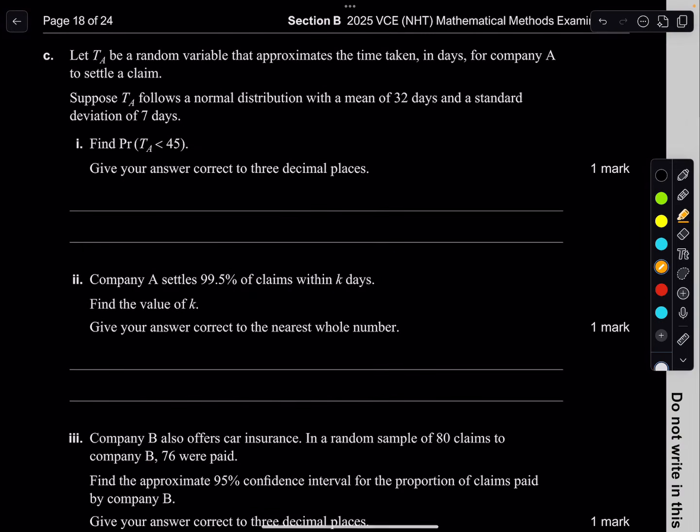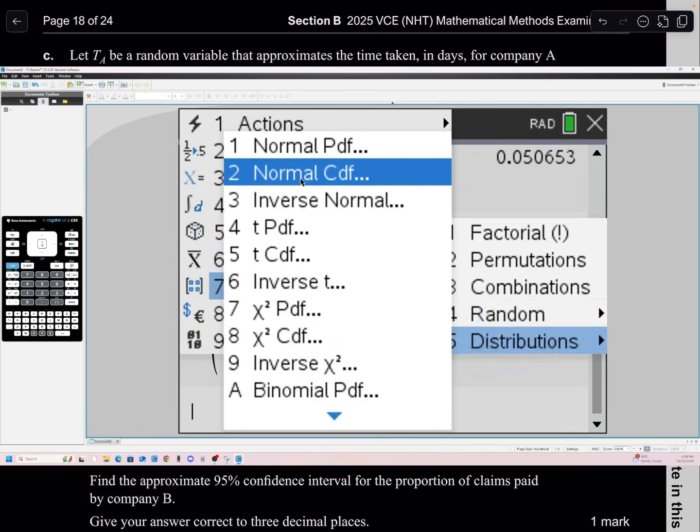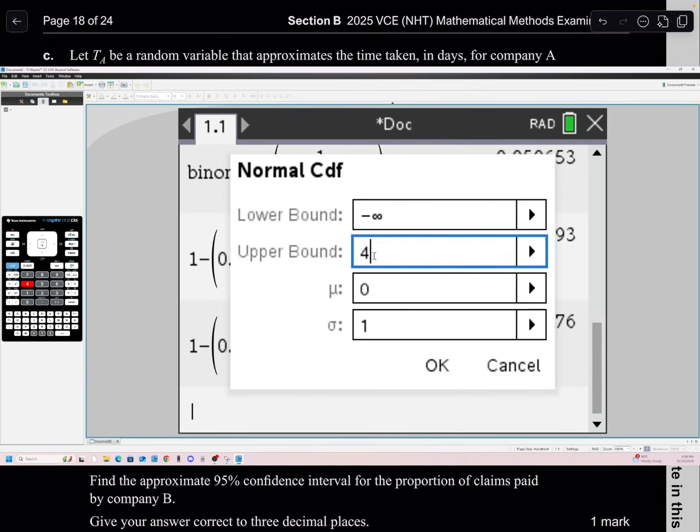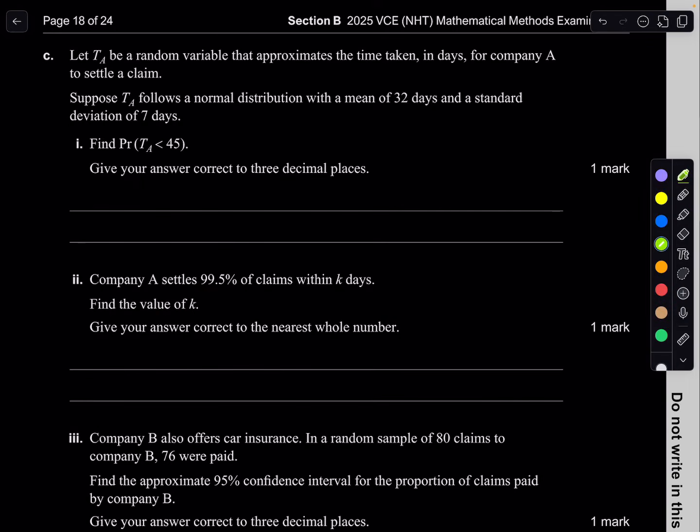So let TA be a random variable that approximates the time taken in days for a company to settle a claim. TA follows a normal distribution with a mean of 32 and a standard deviation of 7. Find the probability that TA is less than 45, to 3 decimal places. We go on our calculator, menu, probability distributions, normal CDF, from negative infinity to 45, mean 32, standard deviation 7. Press enter, and to 3 decimal places, it's 0.968. Let's write that down. I love normal distribution, it's so much fun.